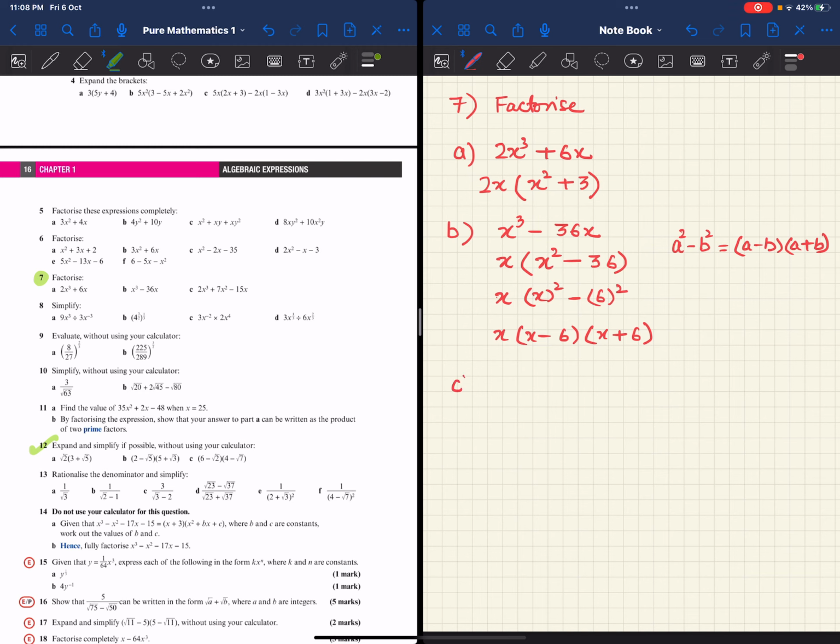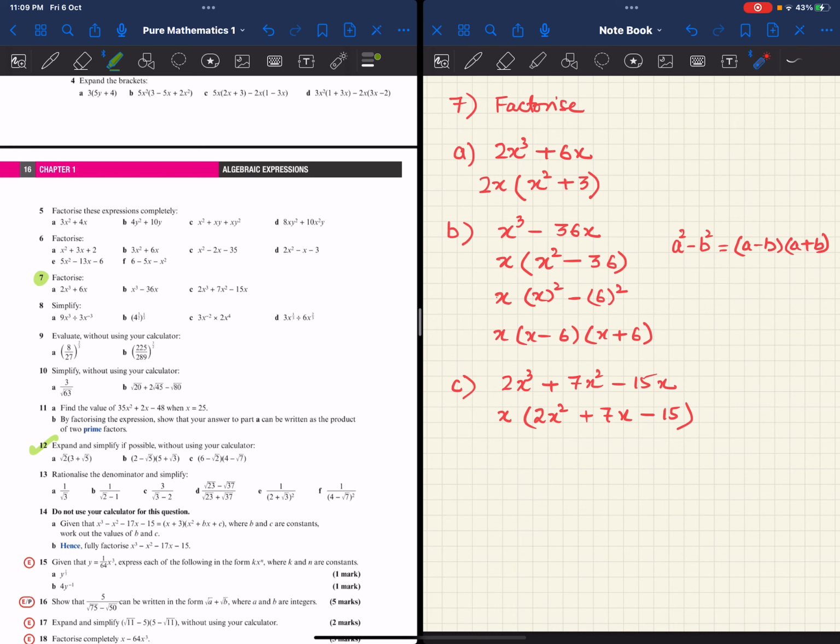Moving on to C, we have 2x cubed plus 7x squared minus 15x. We can see that x is common, so we can remove x common. We have 2x squared plus 7x minus 15 left inside the bracket. Now, this bracket is a quadratic expression which can be factorized by product and sum and splitting of the middle term.